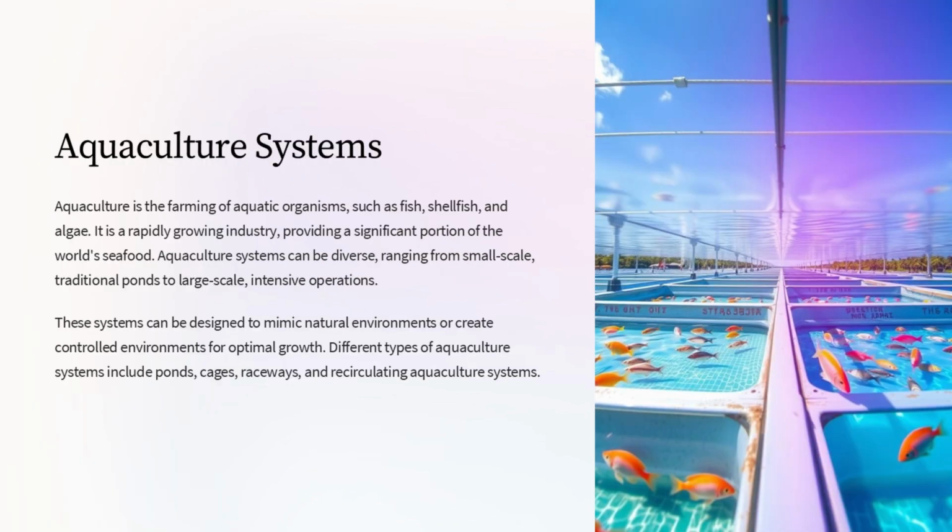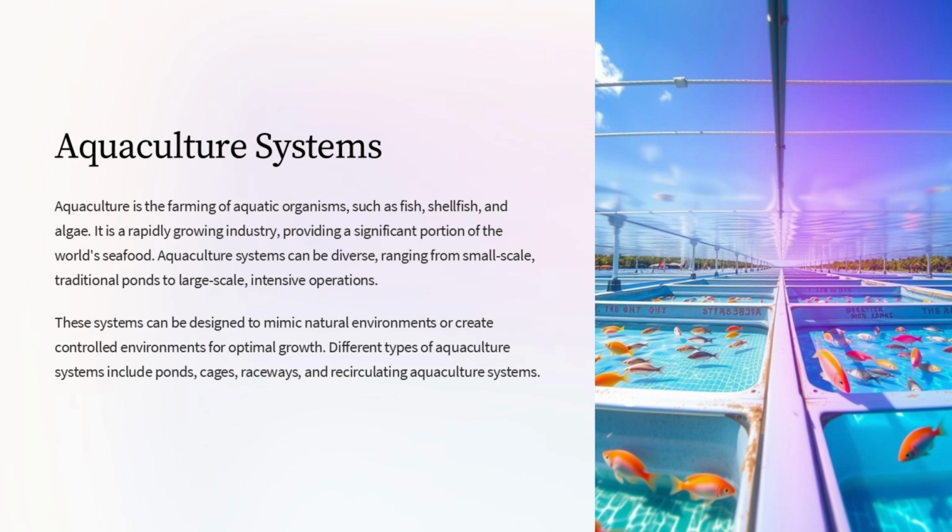Aquaculture is the farming of aquatic organisms like fish, shellfish, and algae. It's a rapidly growing industry that provides a significant portion of the world's seafood. Aquaculture systems can be diverse, ranging from small-scale traditional ponds to large-scale intensive operations.